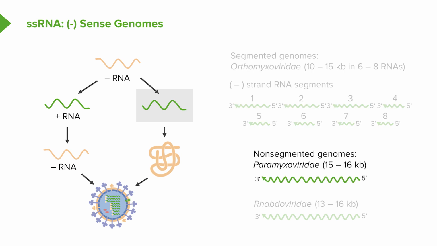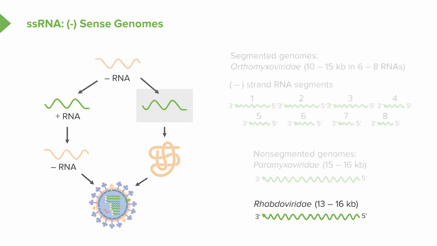Then there's another kind of negative-strand RNA virus where the genome is not segmented. It exists in the virus particle as a long RNA for the paramyxoviruses, measles and mumps, 15 to 16 kilobases. For the rabies-like viruses, 13 to 16 kilobases. Again, these are all negative-strand viruses, 2 general ways of assembling them in the virus particle.